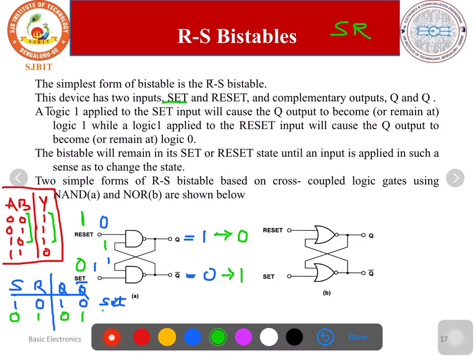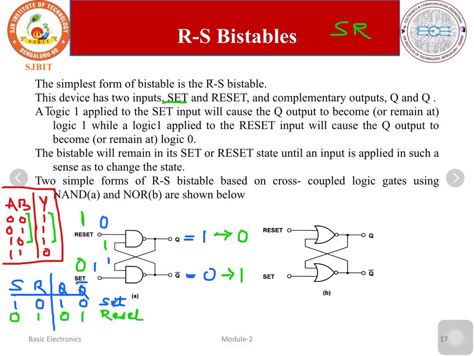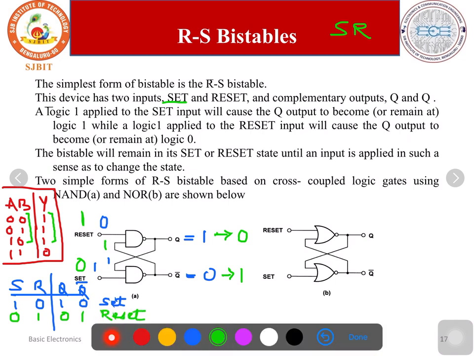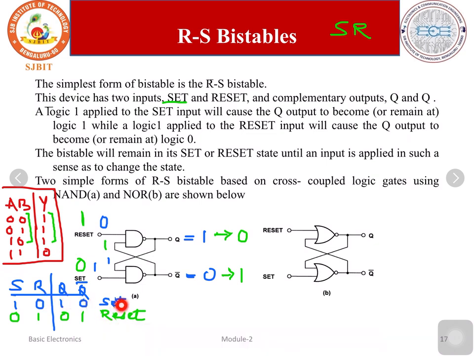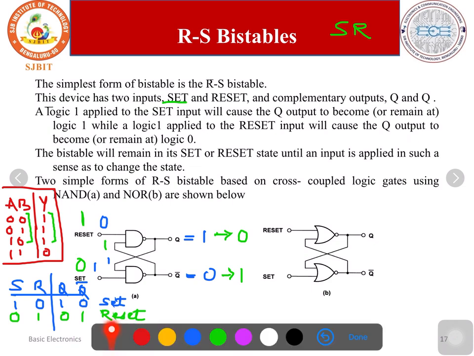When Q is equal to 0, it is called the reset. So these are the 2 states which are there in your syllabus. S is equal to 1, R is equal to 0, it is set. S is equal to 0, R is equal to 1, that is, my intention is to reset it. So reset means Q is equal to 0. Definitely the other output is the complement of Q, so it becomes 1. So set and reset.